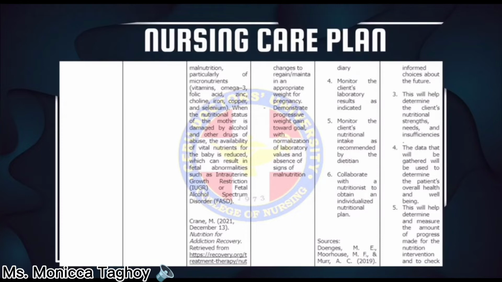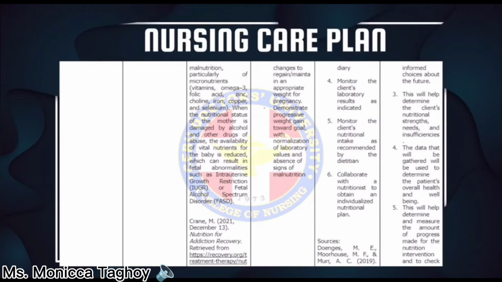Number 4, monitor the client's laboratory results as indicated. The data that will be gathered will be used to determine the patient's overall health and well-being. Number 5, monitor the client's nutritional intake as recommended by the dietitian.